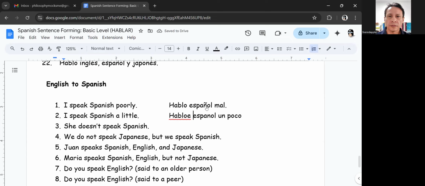Hablo, that's how we speak in English, in American English, Spanish. Hablo español un poco. You can put that un poco in front of the español. You can say hablo un poco español, but it's also very common to put it at the end. I think just get used to putting it at the end. Just pick one way here. She doesn't speak English. Sorry, she doesn't speak Spanish.